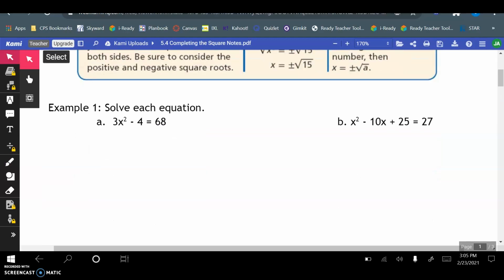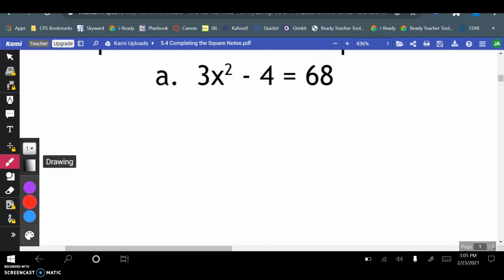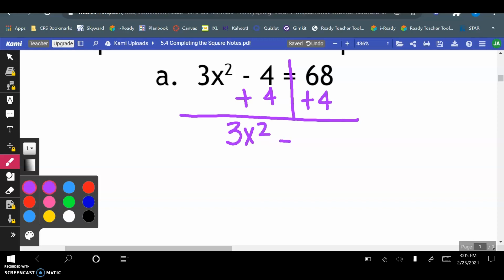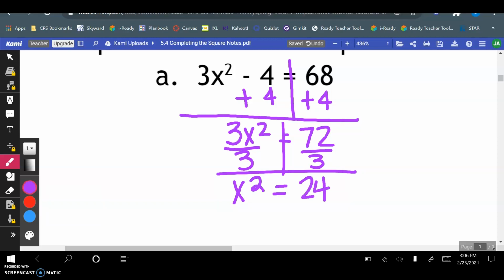So for example 1, we're going to solve each of these equations. So our first one, we need to isolate the x squared. So we're going to add 4 to both sides. So we're going to have 3x squared left here, and 68 plus 4 is 72. And then we're going to divide by 3. So we're going to have x squared left on that side. And 72 divided by 3 is 24. And then our last step is to take the square root of that.